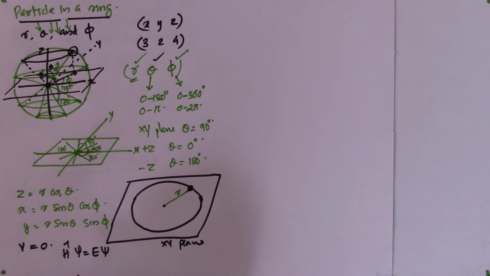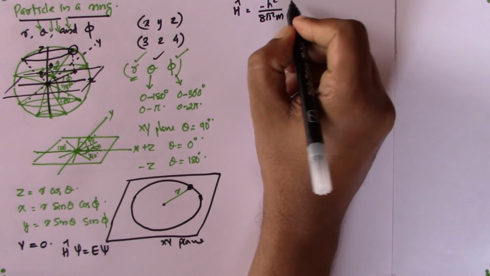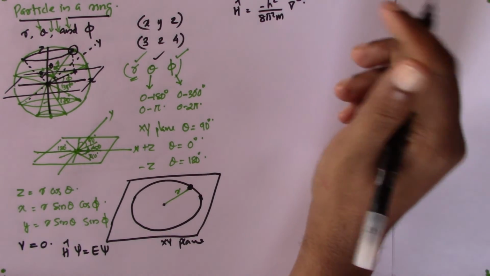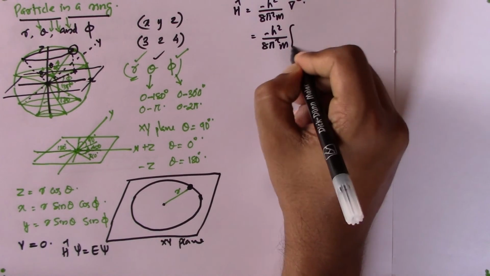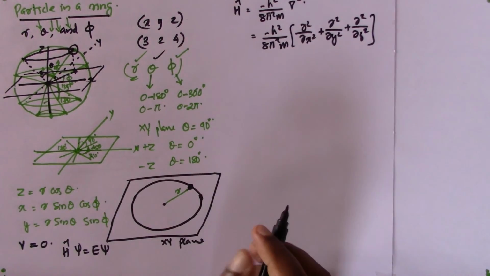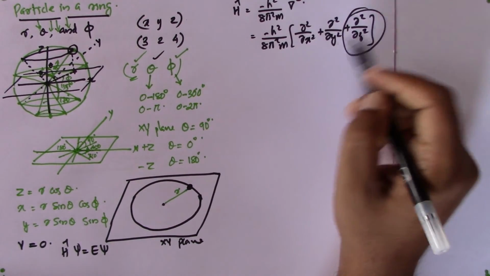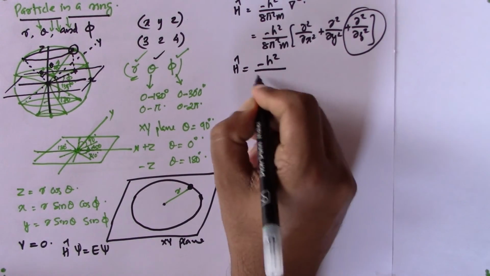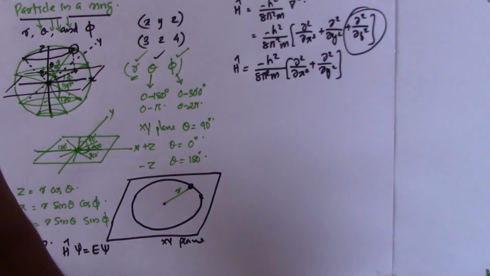And here we are going to consider the particle in a ring in the xy plane. So the Hamiltonian in this case, h cap, is the total energy operator. As you know, h cap is equal to minus h square divided by 8 pi square m del square, right? That is minus h square divided by 8 pi square m, times dou square by dou x square plus dou square by dou y square plus dou square by dou z square. Since our particle is in the xy plane, we don't need to worry about the z part, so we can omit that. So h cap is equal to minus h square divided by 8 pi square m, times dou square by dou x square plus dou square by dou y square. That is the Hamiltonian in our case.